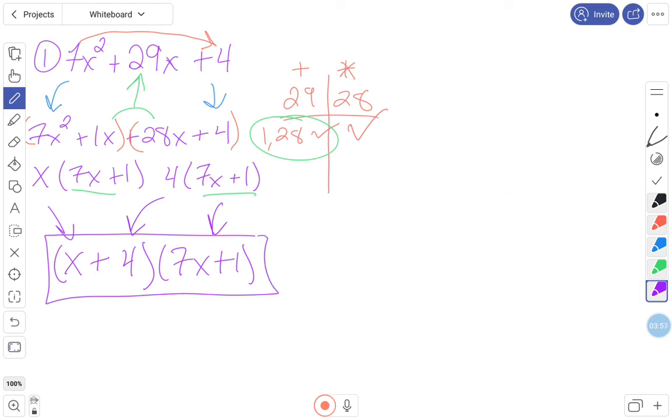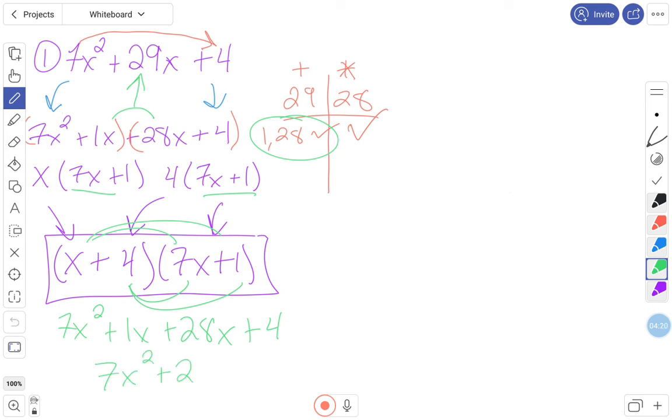If I wanted to, I could distribute or that bad 4-letter F word, FOIL, and I would find out that hopefully I end up in the exact same spot. And if I do that, then I know that I got the answer correctly. So here we go. I foiled. Now I'm combining like terms.